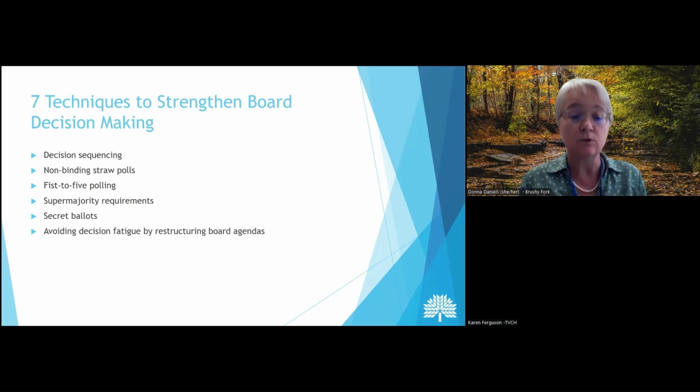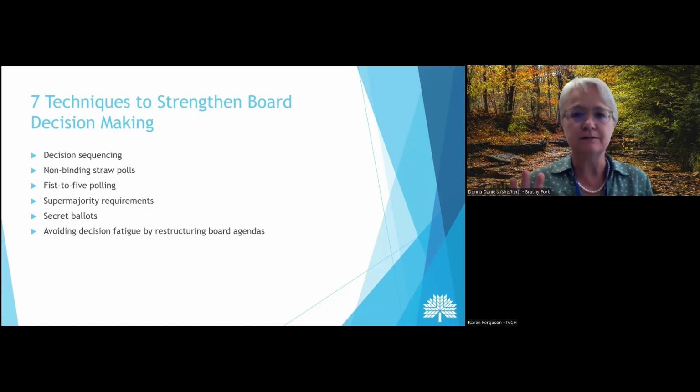And so sequencing the way that plan is presented before a decision is made is really important. So it's kind of a phasing in process for the decision making. And then there are non-binding straw polls that can happen. And these are almost like informal voting kinds of things.